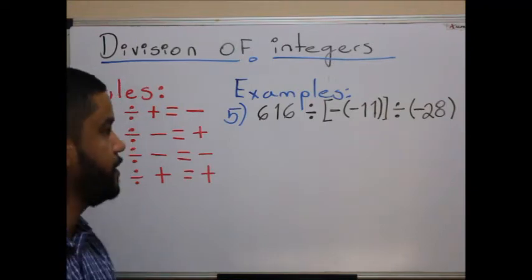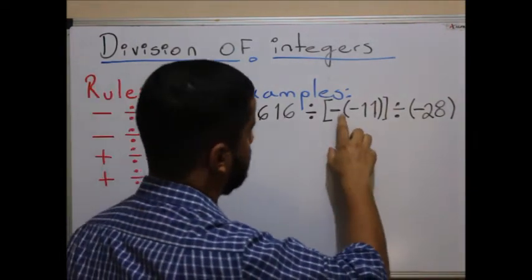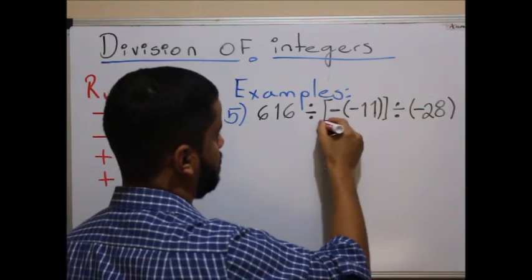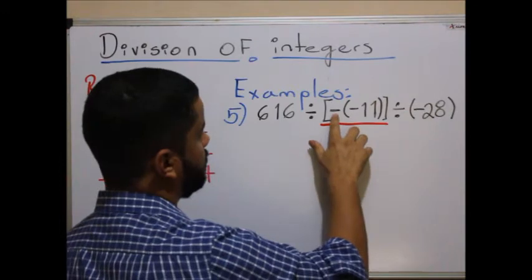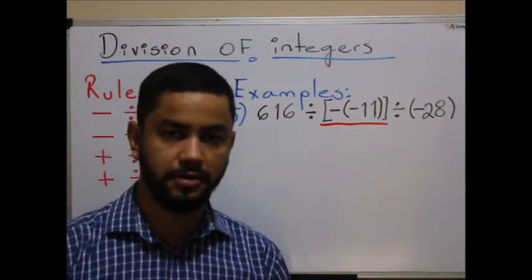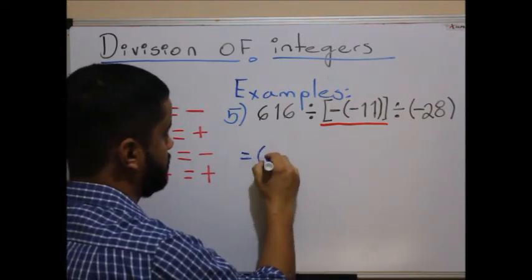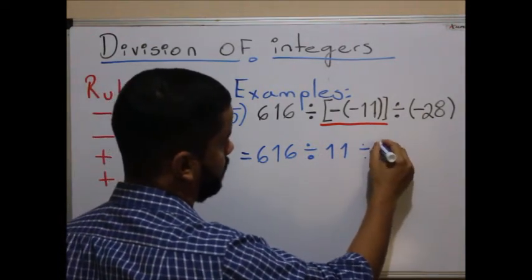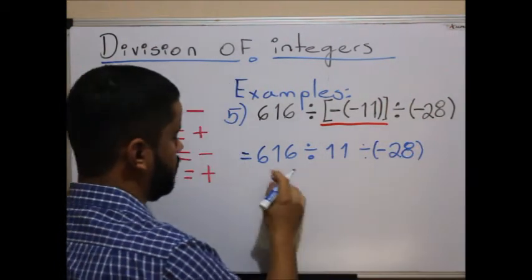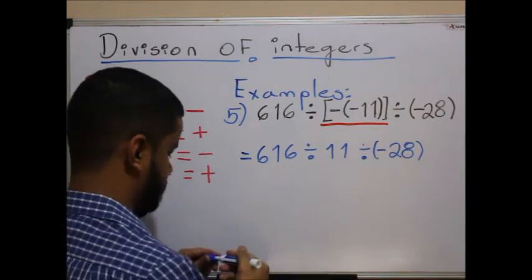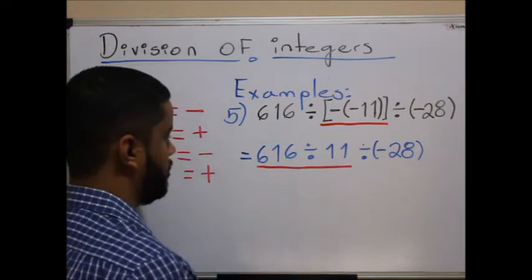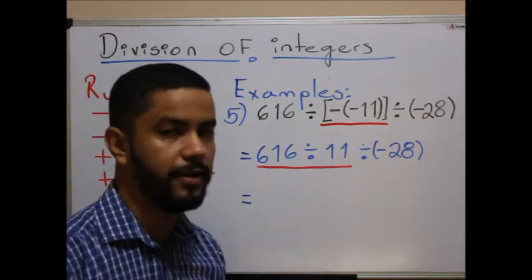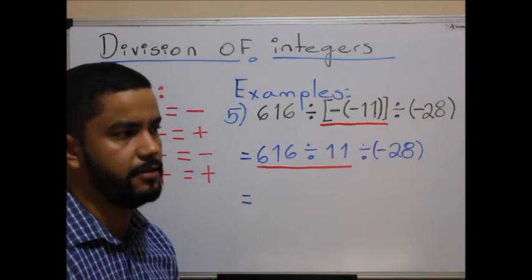For example number 5, we're having here 616 divided by negative 11 divided by negative 28. So we're going to solve first this thing here, and double negative sign will be equal to a positive number. So we're going to write down here 616 divided by 11 divided by negative 28. The first division that we're going to solve is this one there. Now we're going to say 616 divided by 11 will be equal to 56.